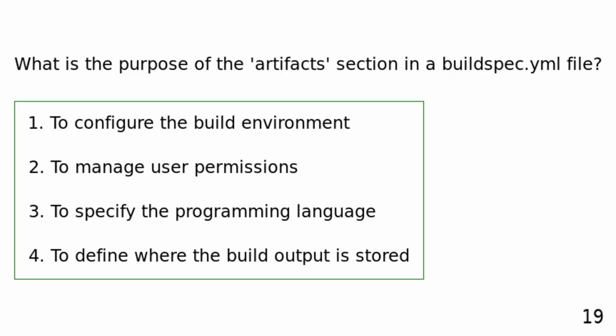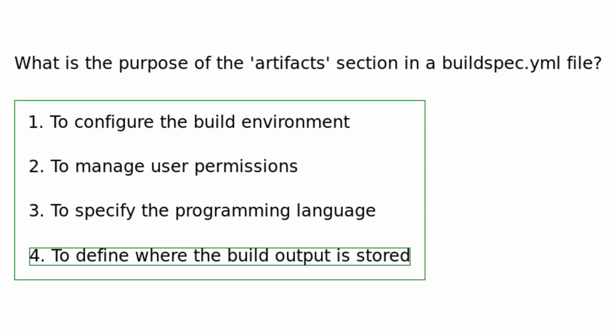What is the purpose of the Artifacts section in a buildspec.yml file? To configure the build environment. To manage user permissions. To specify the programming language. To define where the build output is stored. The Artifacts section in the buildspec.yml file defines where the build output is stored.